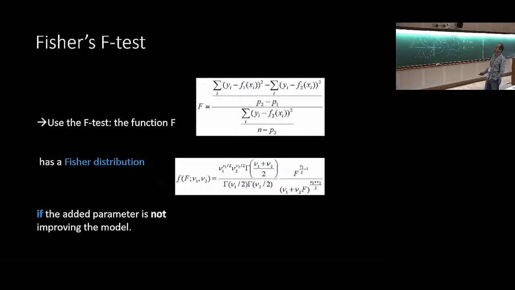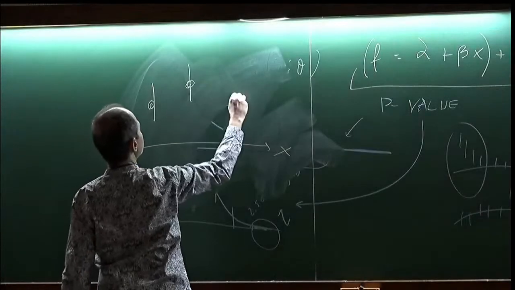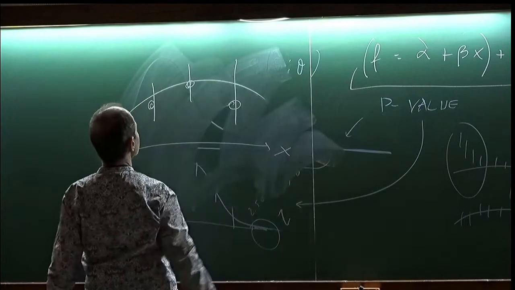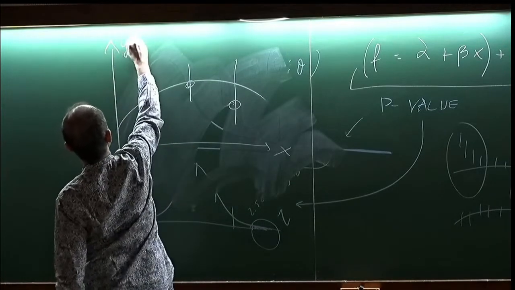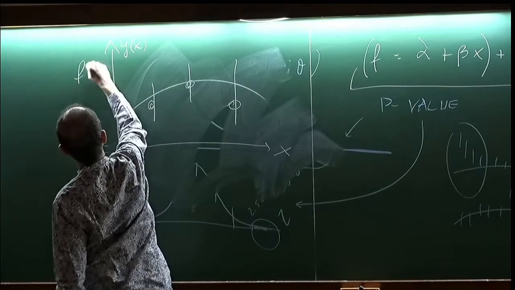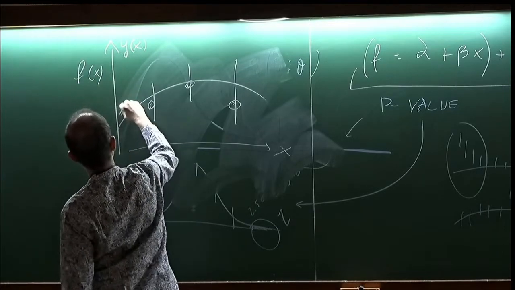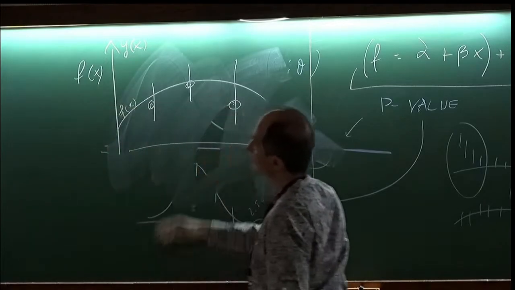All right, so Fisher's F test is a number, F. You extract a number, which is a function of your data, Y, and the function, which is the model. Okay, Y are the data, and F is the model you have chosen. So for instance, here I will have X, I will have some data points, and I will have a model. This is Y of X, but it's also F of X. Okay, this is F of X. And you are comparing the Y with F.